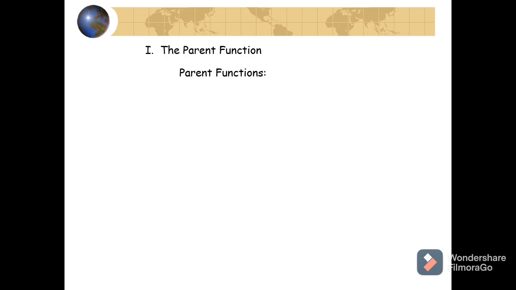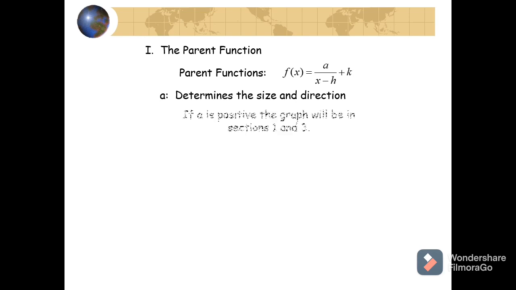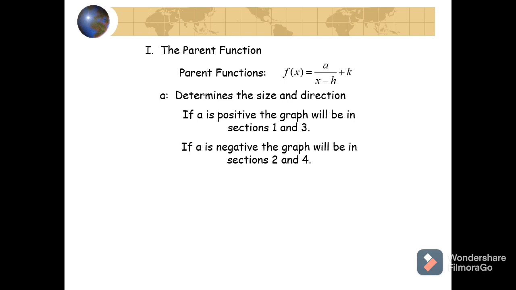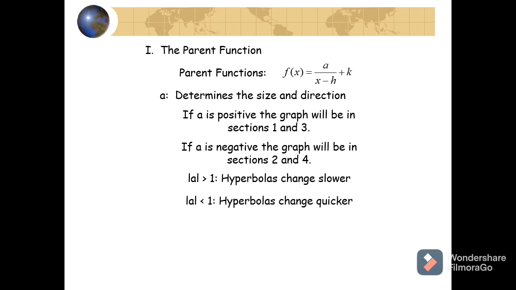Let's proceed with the parent functions. We have f of x is equal to a all over x minus h plus k. Your a determines the size and the direction of the graph. If a is positive, then the graph will be in sections 1 and 3. If your a is negative, then the graph will be in sections 2 and 4. If the absolute value of your a is greater than 1, then the hyperbola changes slower. If the absolute value of your a is less than 1, then the hyperbola changes quicker.